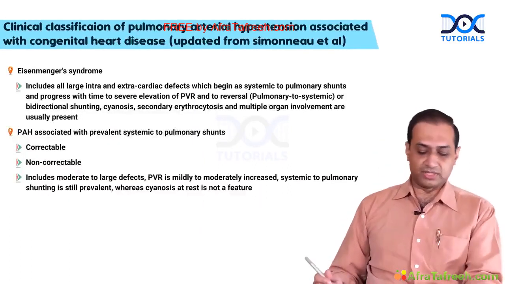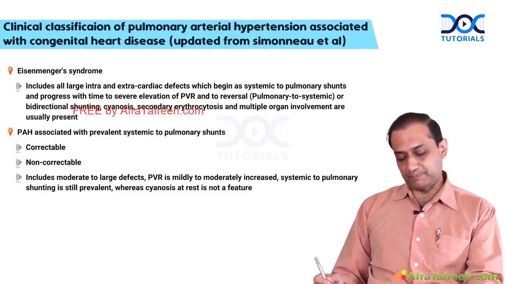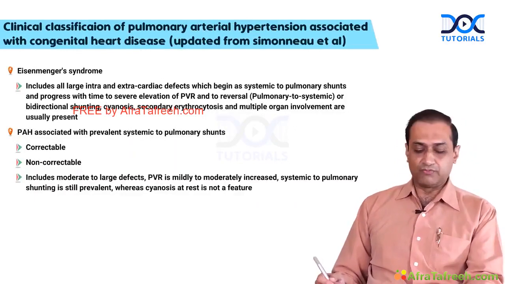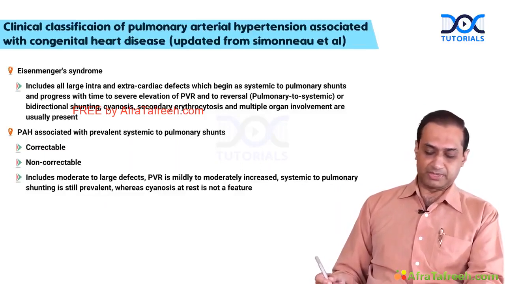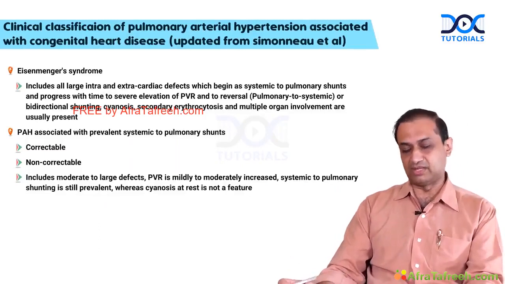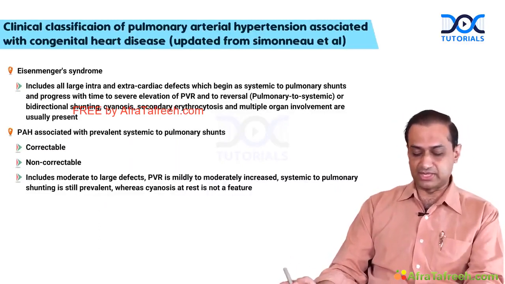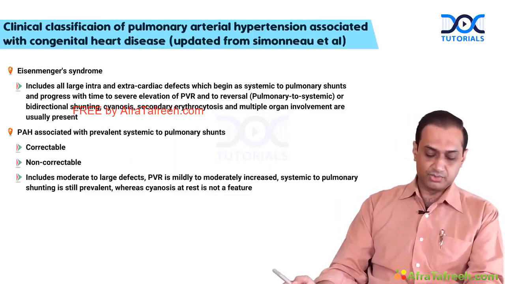So, PH associated with congenital heart disease like Eisenmenger and PH with prevalent systemic to pulmonary shunts will fall into this category. This includes all large intra and extra cardiac defects which begin as systemic to pulmonary shunts and progress with time to severe elevation of PVR and to reversal of the shunt to pulmonary to systemic or bidirectional shunting. Cyanosis, secondary erythrocytosis and multi-organ involvement are usually present.